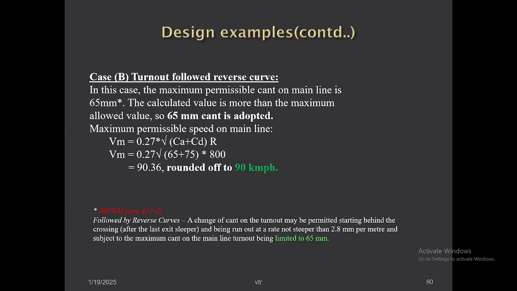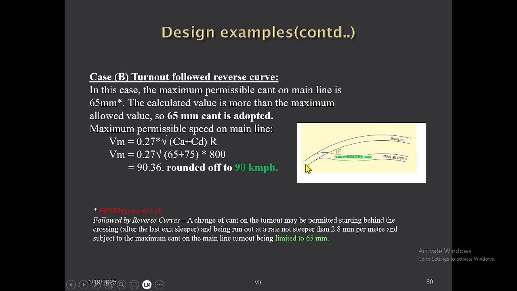In the previous case, we have seen a turnout not followed by a reverse curve. In this case, we will see a turnout followed by a reverse curve. So in this case, this is your main line. This is similar flexure. So immediately after the turnout, there will be a reverse curve, because we are providing superelevation to the main line. Then when there is a reverse curve immediately after the end of the turnout, what will happen?